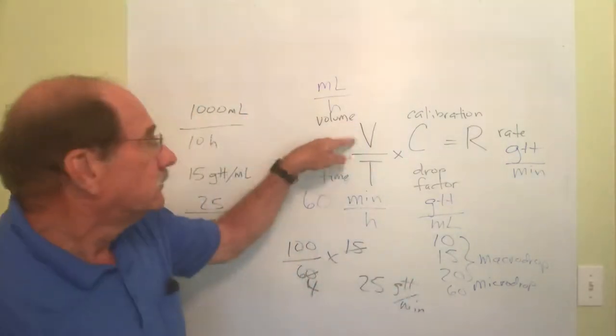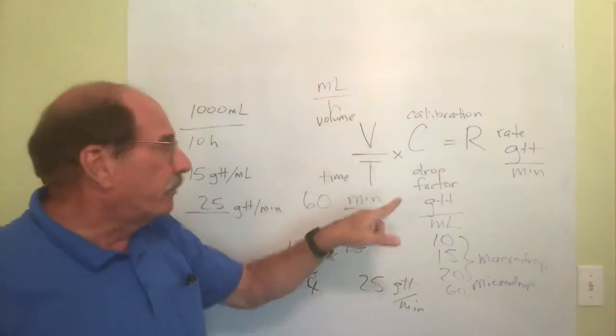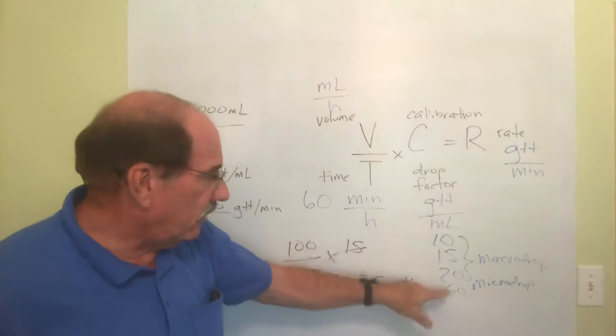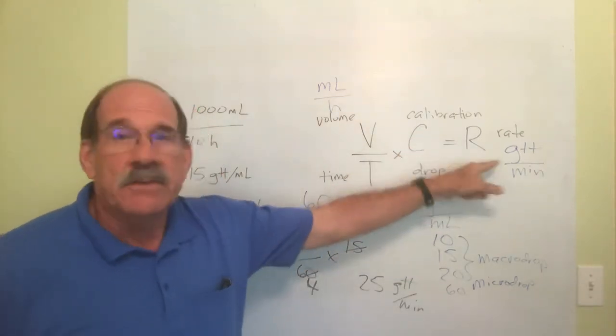Now, in the next few videos, I'm going to go over more of these, but that is what you're doing. You're putting V here, milliliters per hour. You're putting the number 60 right here. You're putting one of these numbers here, which is whatever you're told, and there's the answer.